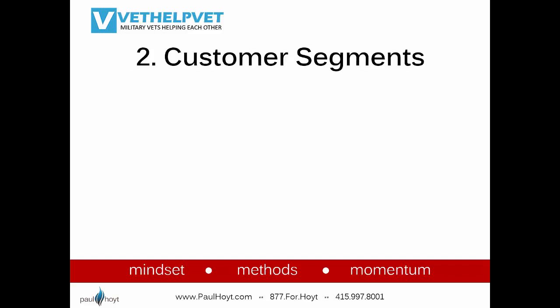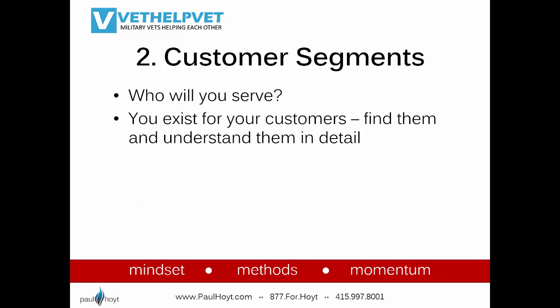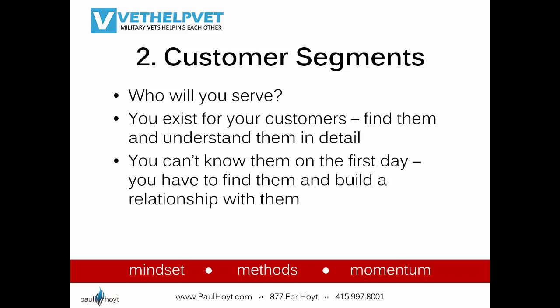The second part of the business model canvas is the customer segments, in which you answer the question of who you will serve, because you really do exist for your customers. So you need to find them and understand them in detail, and understand that you really can't know them on that first day. You have to find them using the discovery processes with the Lean Startup methodology, and then build a relationship with them so that you can get your feedback and really discover who your customers are. But when you create the business model canvas for the first time, this is really a guess in who you think your customers are and how you think that you're going to serve them.